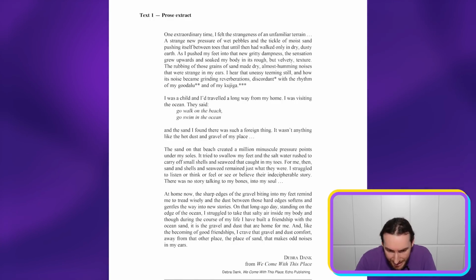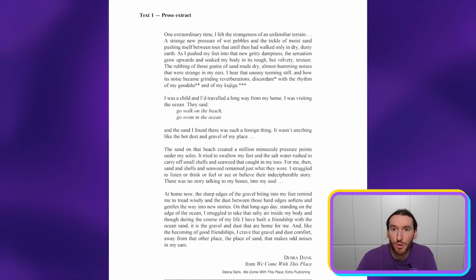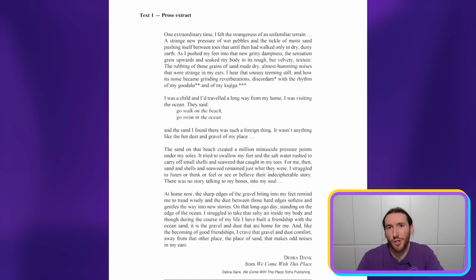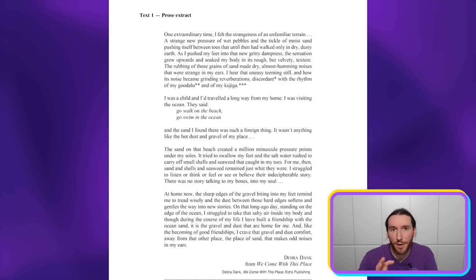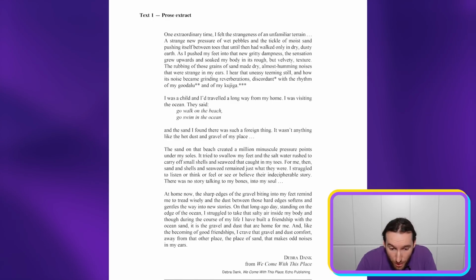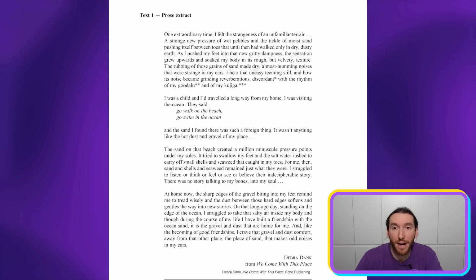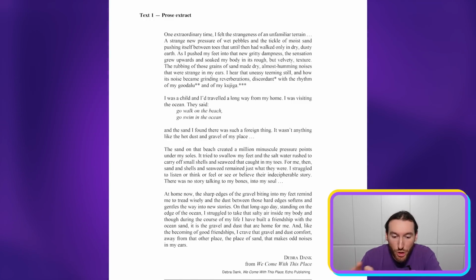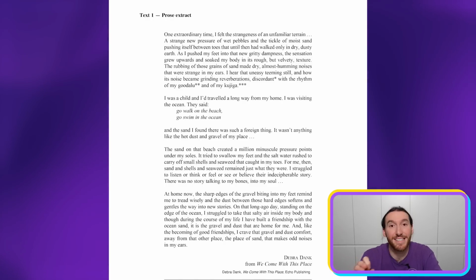So if I'm looking at the text again, and I'm assuming you've read it all once, I'm just going to zoom in and highlight a couple of things that I think are really important. First thing is, I always read the first couple of sentences. It usually gives you a good indication. So I always read those first couple of sentences 2 or 3 times. "One extraordinary time, I felt the strangeness of an unfamiliar terrain." Great. We know that this environment is unfamiliar. "A strange new pressure of wet pebbles and the tickle of moist sand pushing itself between toes that until then had walked only in dry, dusty earth."